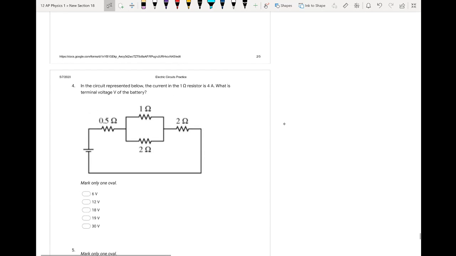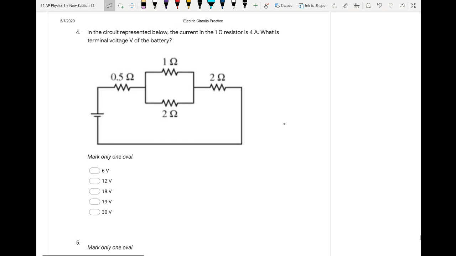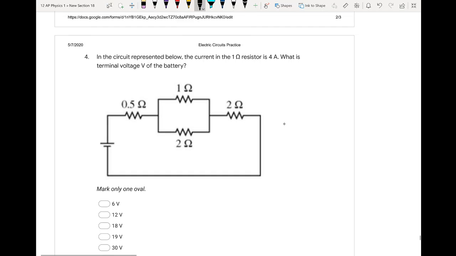In the circuit represented below, the current in the 1 ohm resistor is 4 amps. What's the terminal voltage V of the battery? So in this case, we have a current of 4 through here, which means if we use Ohm's law, V equals I times R, the voltage in that resistor is going to be 4 times 1, which is 4 volts.